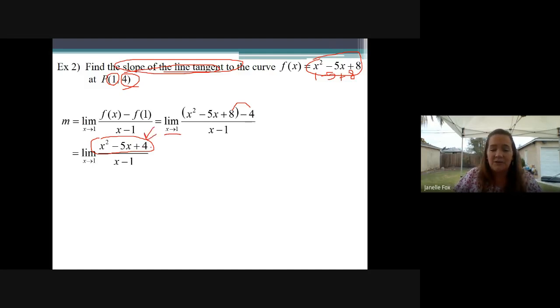I don't really know. But ladies and gents, I'm going to guess that one of the factors of this x squared minus 5x plus 4 is going to be x minus 1. Let's see if that's true. Oh my goodness, it's true. x squared minus 5x plus 4 totally factors to be x minus 1 times x minus 4.